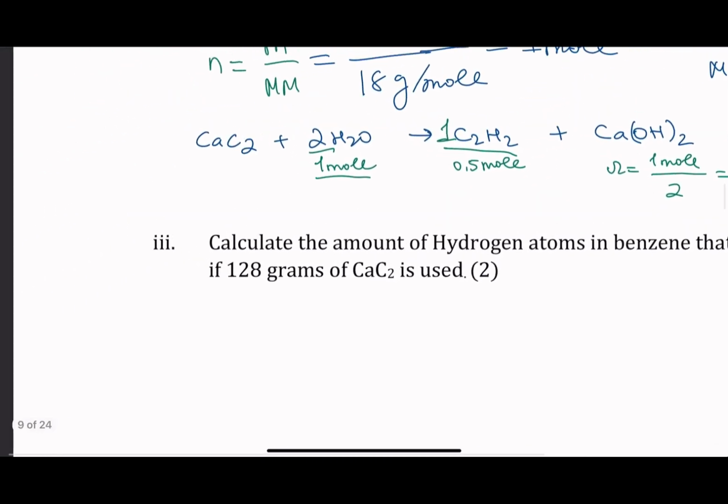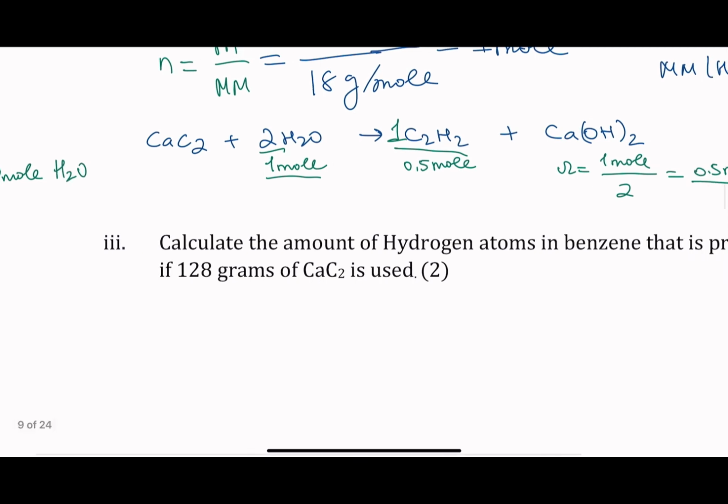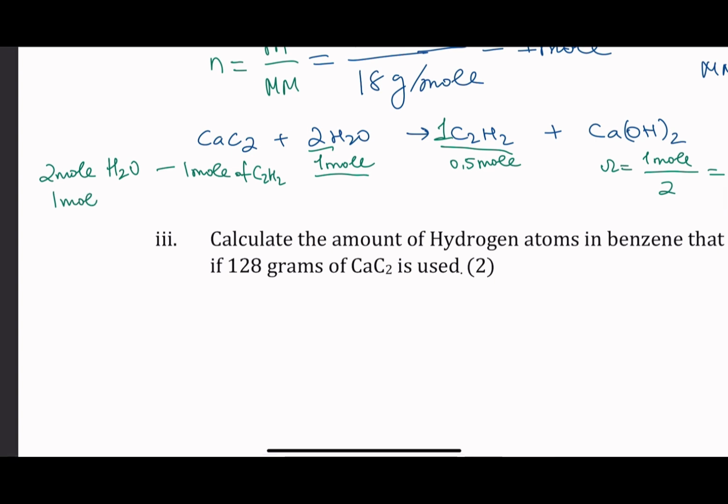Or you find a ratio from 2 mole of water. So you know that from 2 mole of water, you get 1 mole of C2H2. And then from 1 mole of water, it would be 0.5 mole of C2H2 automatically.